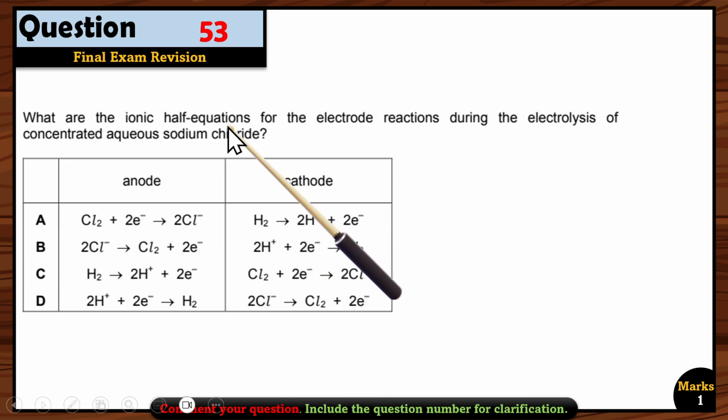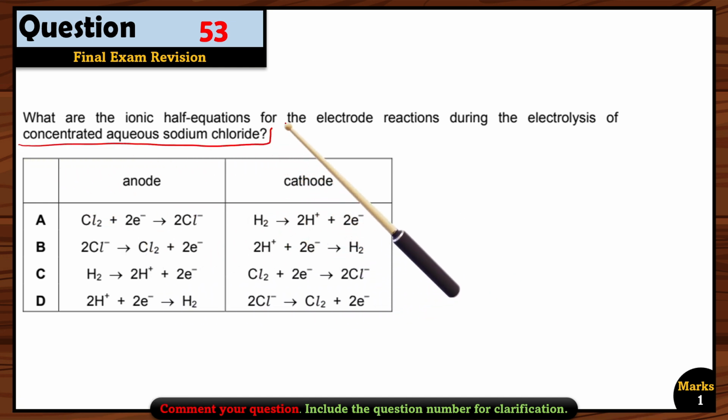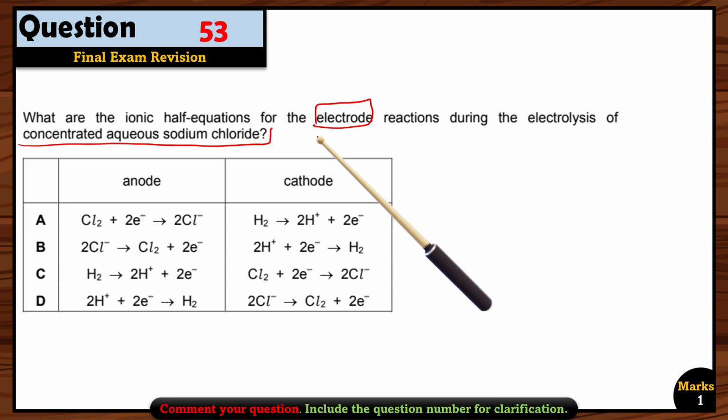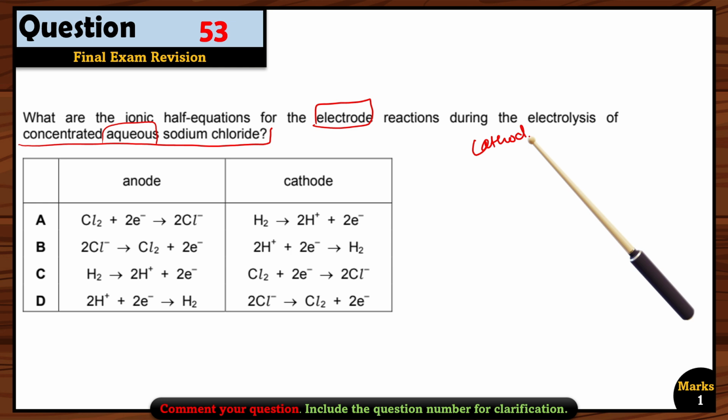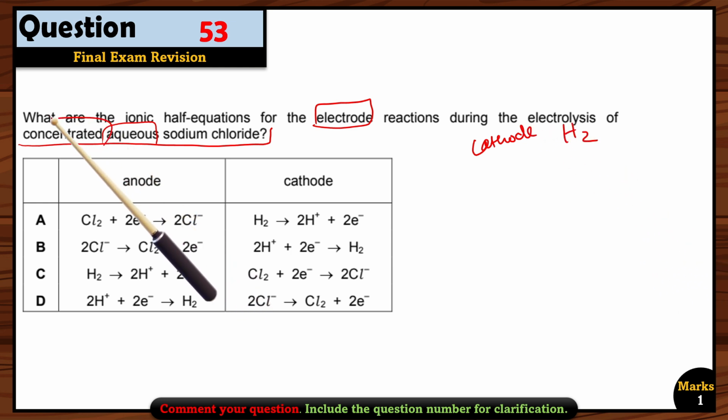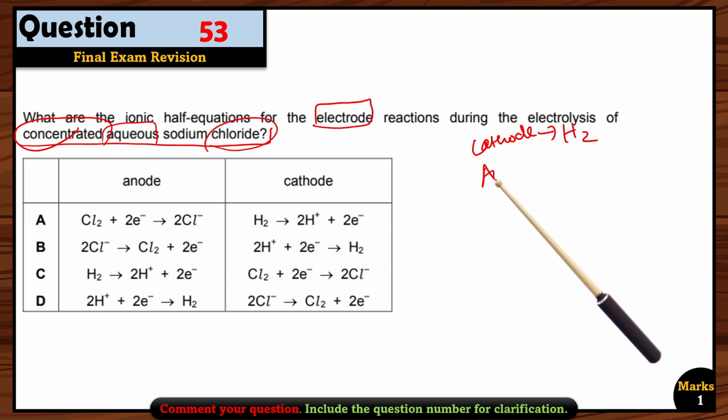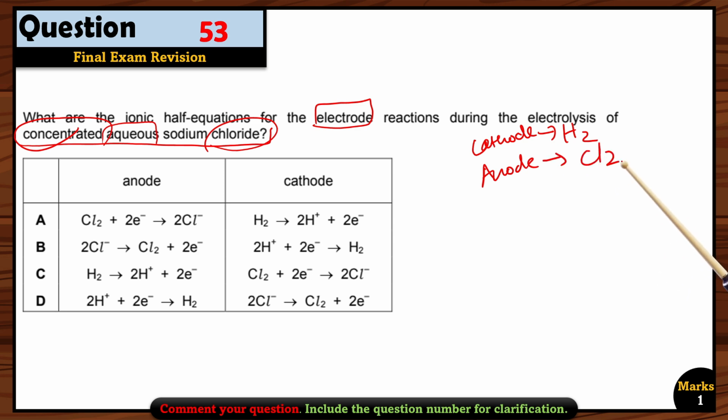Question 53. What are the ionic half equations for the electrode reactions during the electrolysis of concentrated aqueous sodium chloride? Again, we have aqueous sodium chloride and you have to tell the reactions at both electrodes. First, it's aqueous, so at the cathode you are going to get hydrogen for sure. It's concentrated, so now you are going to get your own anions that are in the electrolyte. Where is your anion? It's of course the negatively charged chloride. So at the anode you are going to get chlorine gas, because this is concentrated. If it was dilute you would get oxygen, but it is concentrated, so you will get your own anion from the electrolyte, chloride.